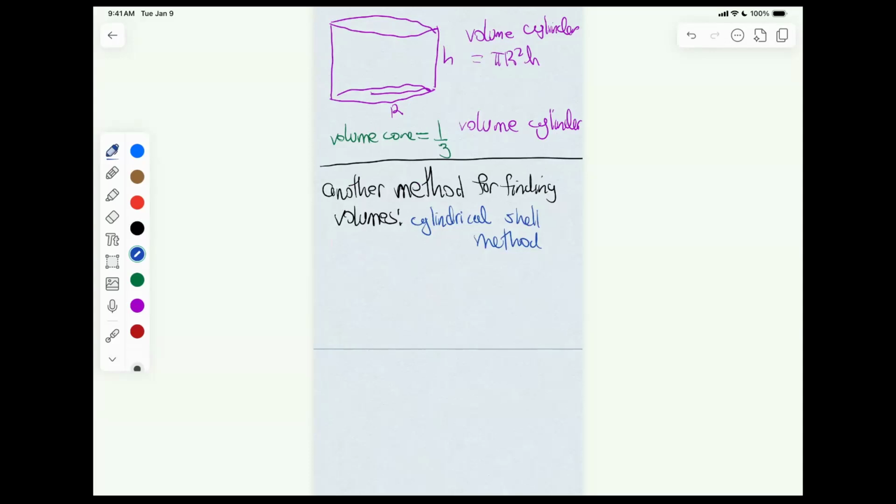That way you can appreciate what the formula ends up being. It will also say, I want you to find the volume using the cross-section method, or I want you to find the volume using the shell method, which is what I'm about to explain. Would you like that?